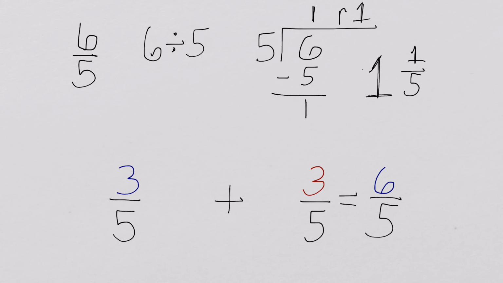So there you have it. When we add fractions together, if they have a common denominator, the denominator stays the same. We add the numerators together to get our new numerator. And if we get an improper fraction, we can do some division to simplify it into a mixed number.